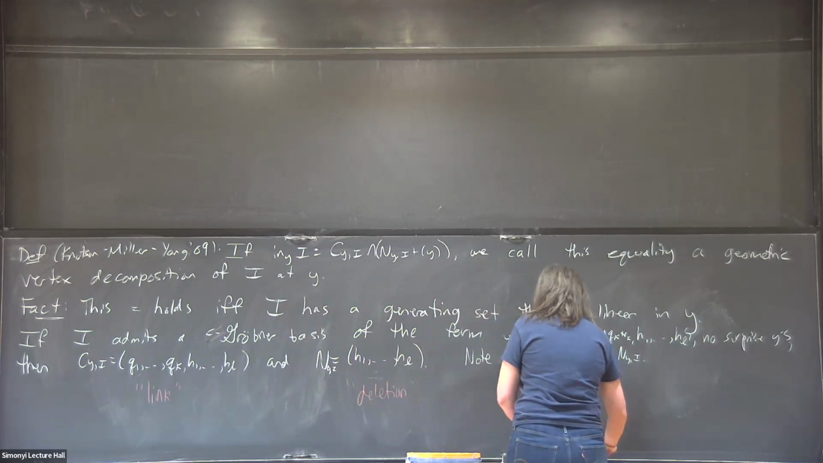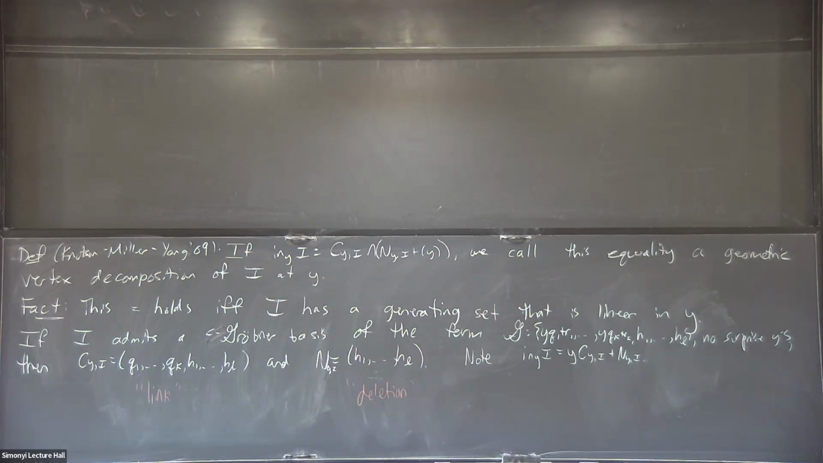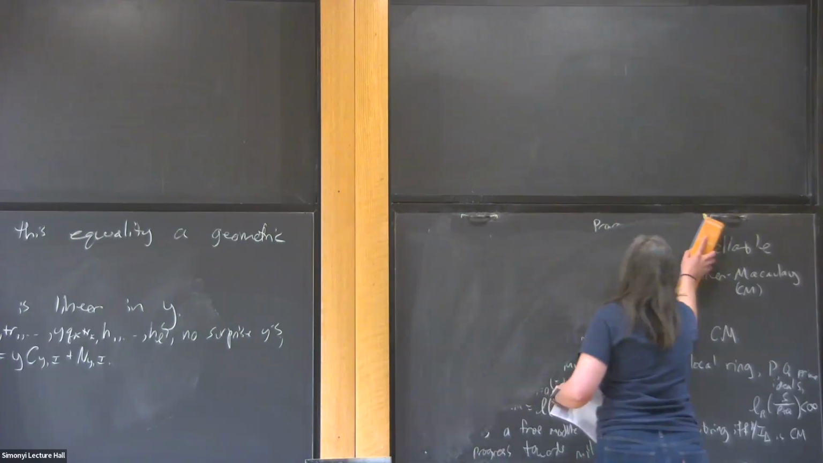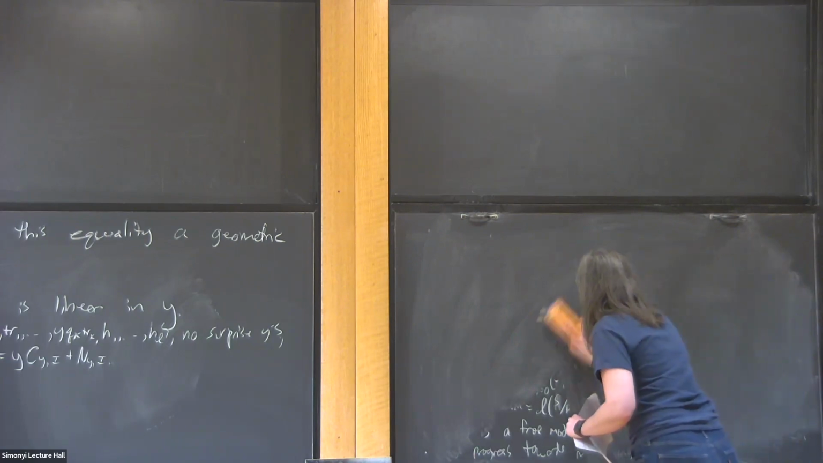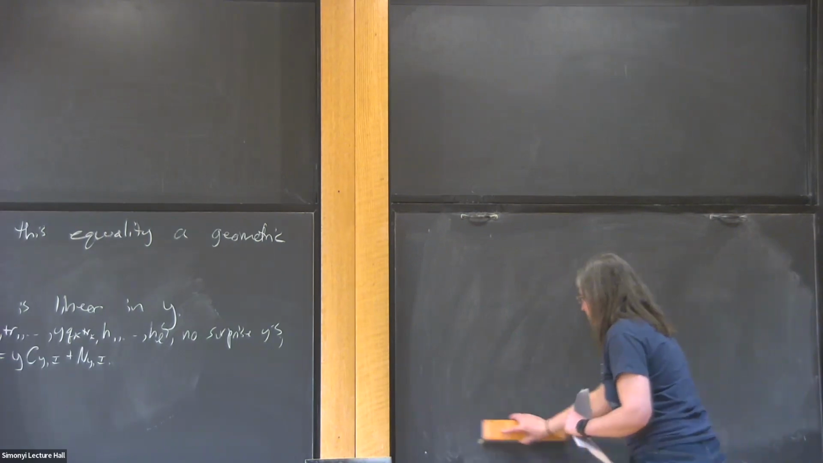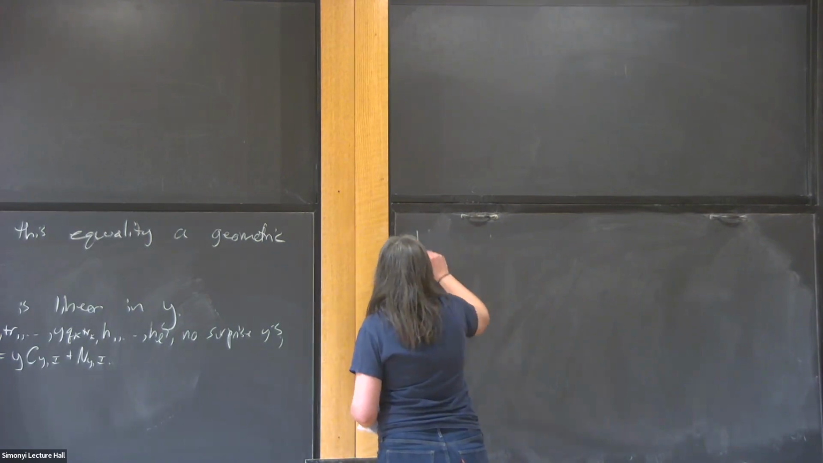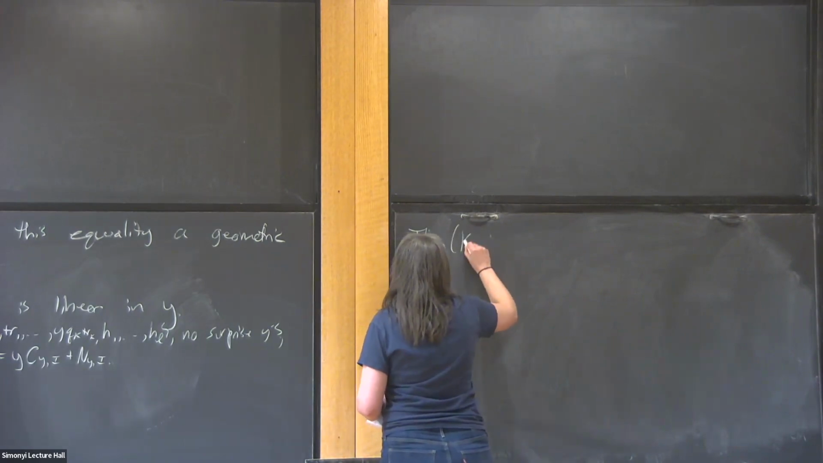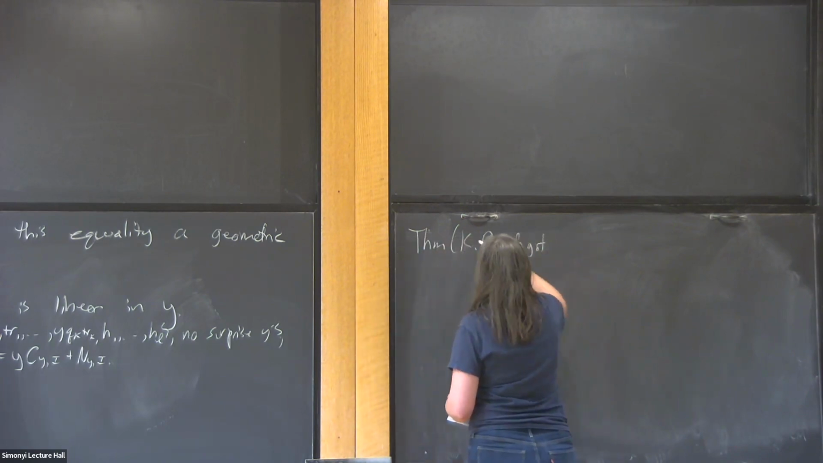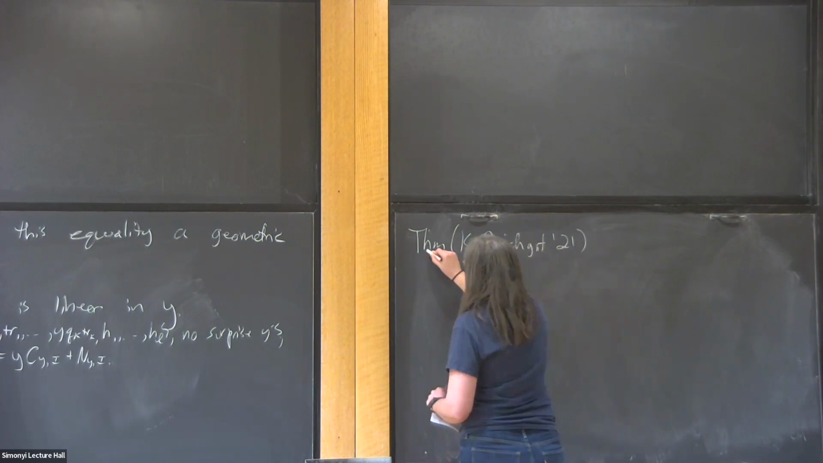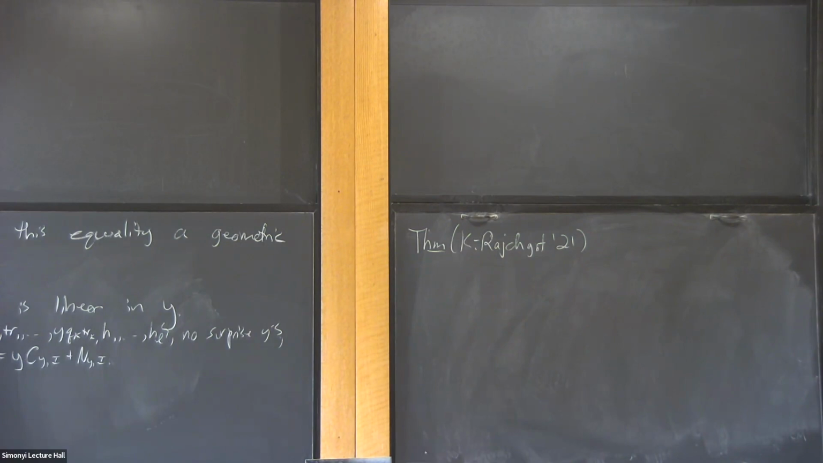All right, so why are these reasonable names? Why would we study this? Oh, first I need a definition, which I guess I didn't.